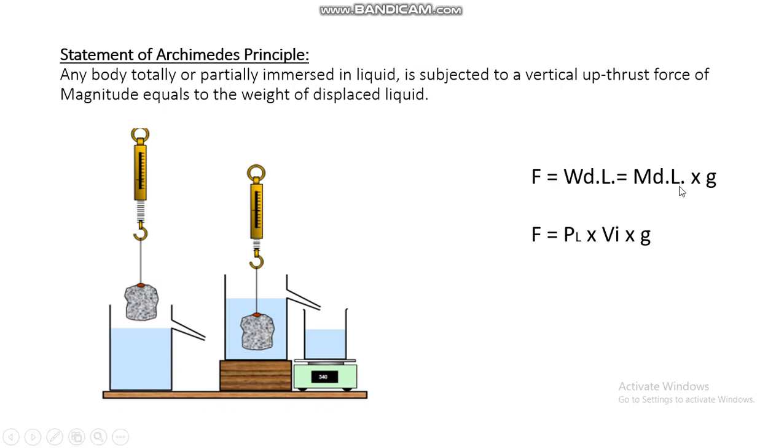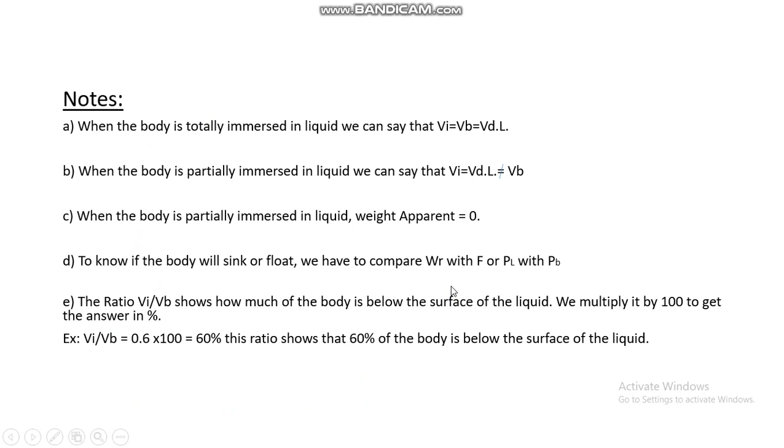If the mass of displaced liquid is not given, we use Archimedes' main formula, which is F equals rho liquid times VI times gravity. Rho liquid stands for the density of the liquid, VI stands for the volume of the immersed part of the body, and g stands for gravity. Please, I want you to keep in mind the following notes.